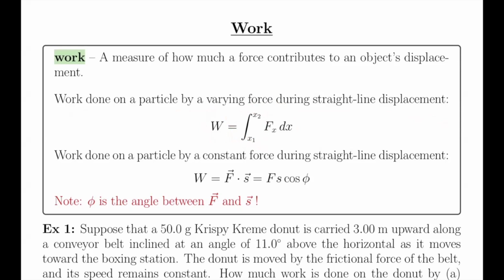If the force is constant, then you don't have to do an integral. You can just do the force vector dotted with the displacement vector. And if you don't know what a dot product is, you can just do the magnitude of the force vector times the magnitude of the displacement vector times cosine of phi, where phi is the angle between the force vector and the displacement vector. All right. So that's work done on a particle by a constant force during straight line displacement.